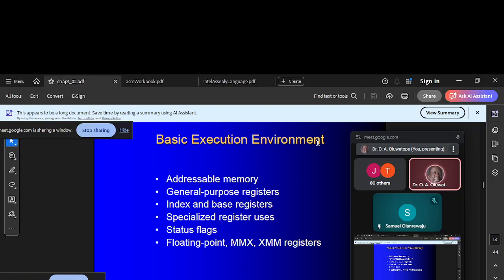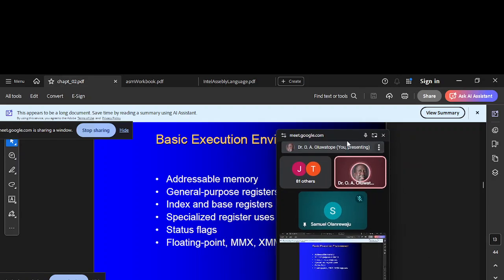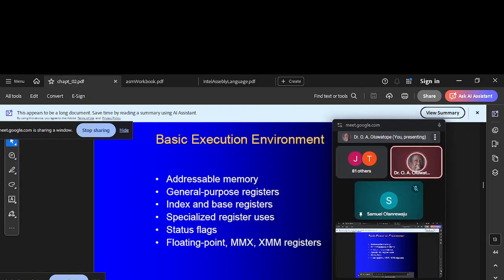Index registers are useful for subscription. You remember in programming, if you have an array and you need to identify components of the array, subscripts come very useful. So index registers are useful in implementing subscripts, or what we know as subscription, in memory.